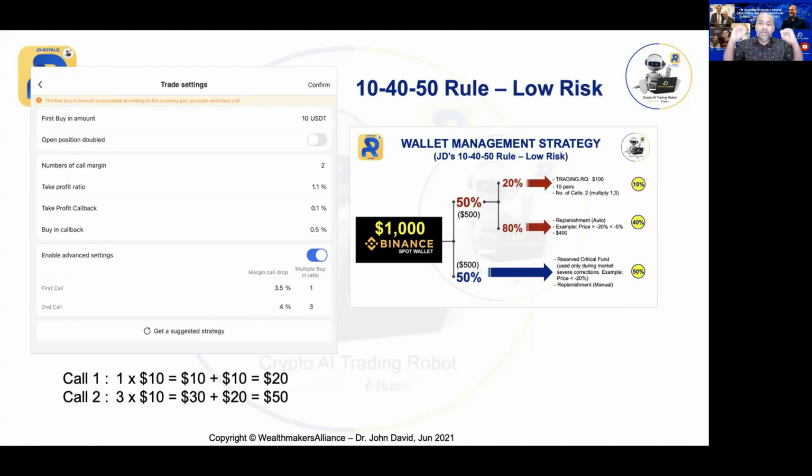Can you see that? So now, with this setting, the robot will only use a maximum of how much? $50. That's all for each pair. So maximum per pair is $50. So if $50, you have 10 pairs, that will be 500, right? Can you see that? 500 is equivalent to how much? 50%. So it will use up your first 50%. So the trading and the auto replenishment is already taken care of for the 10 pairs under this wallet management strategy.